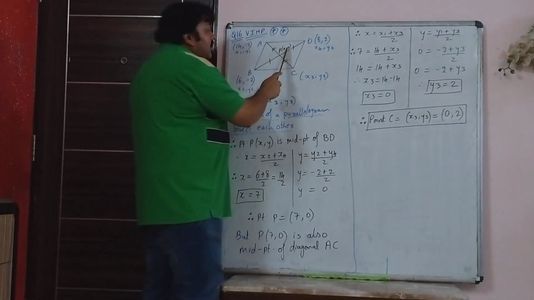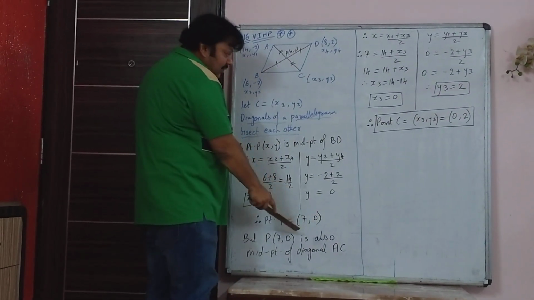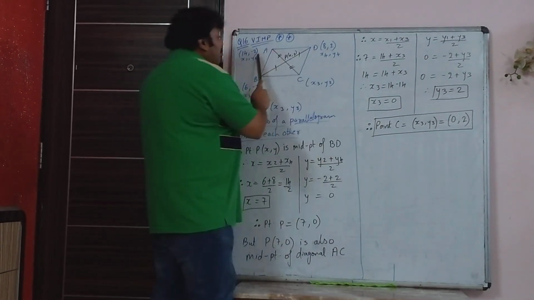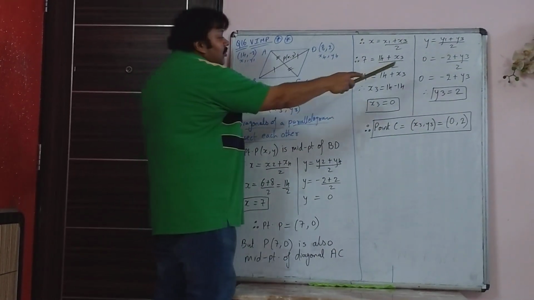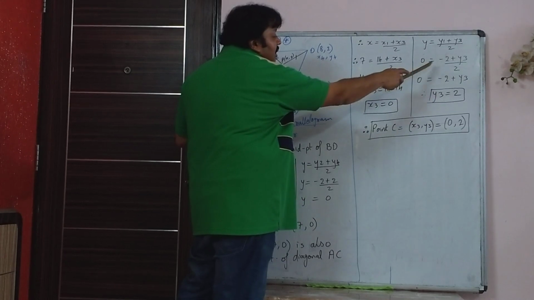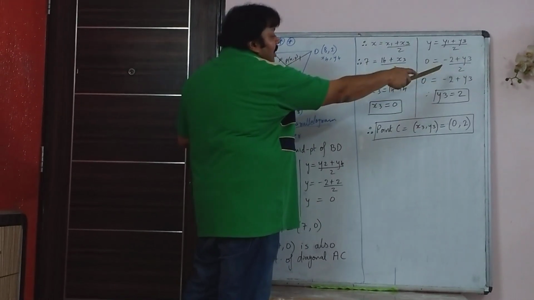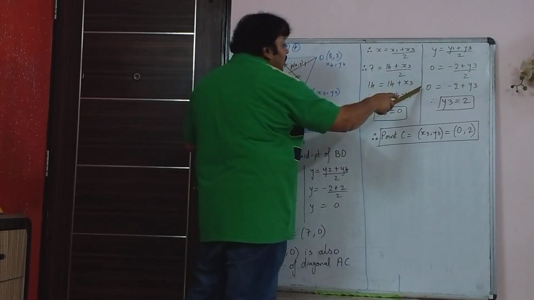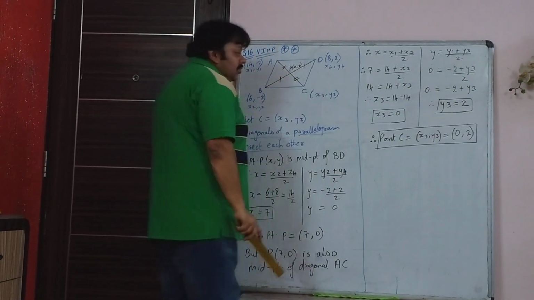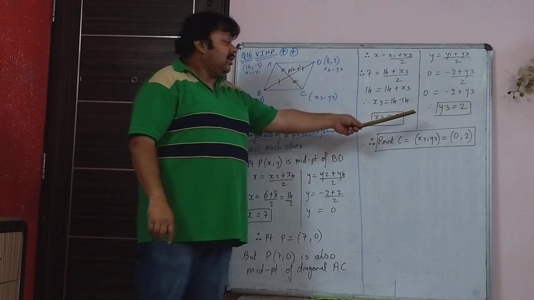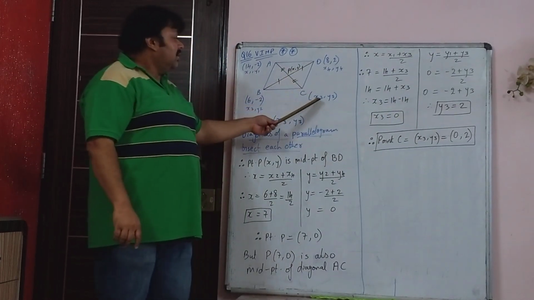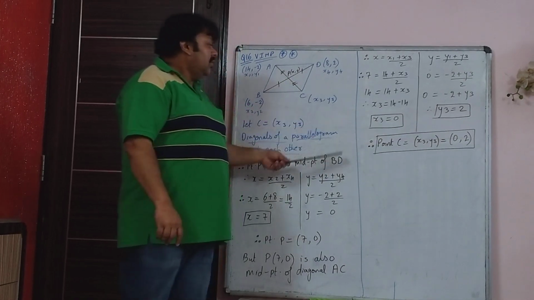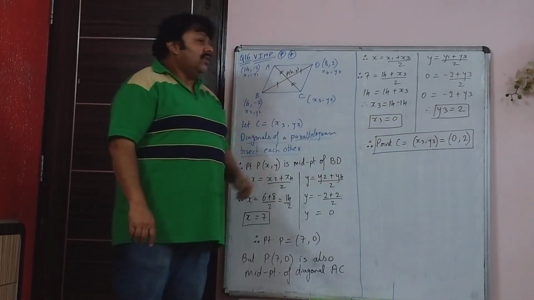Because the y coordinate of P you have already found is 0, 0 is (minus 2 plus y3) upon 2. 0 into any number is 0 only. So minus 2 plus y3 is 0, or y3 is 2, you can shift the 2 here. So you found x3, y3. So x3, y3 are the coordinates of point C. So x3, y3 is (0, 2). That is what is asked.